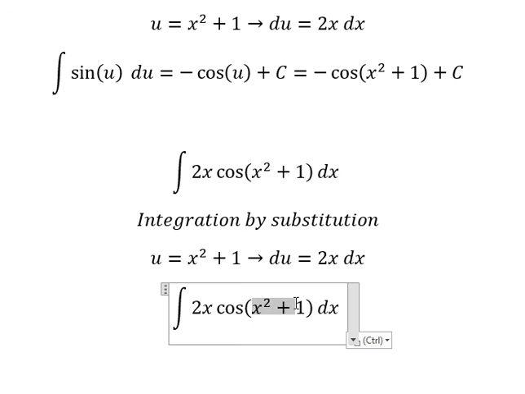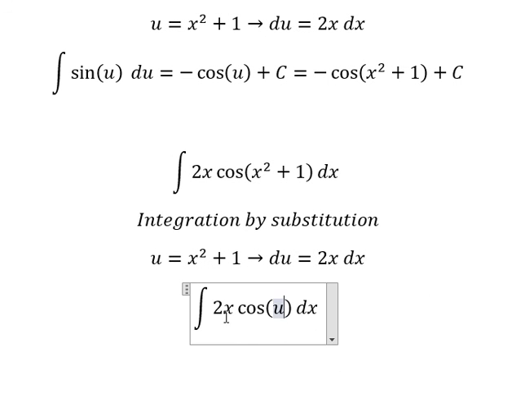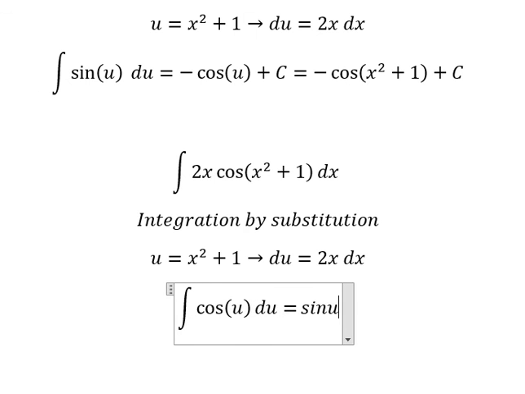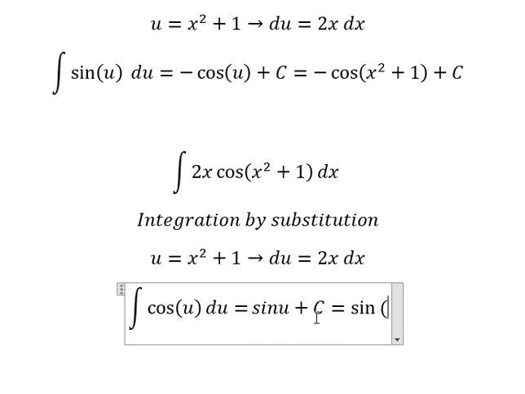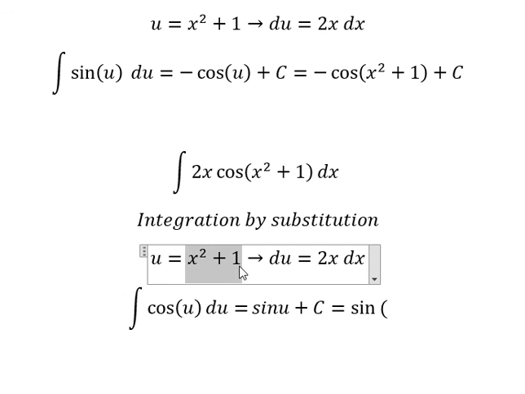So this one we change to u, and 2x dx we change to du. And this one we have sine u, and I will put plus c. In terms of u, that is this one.